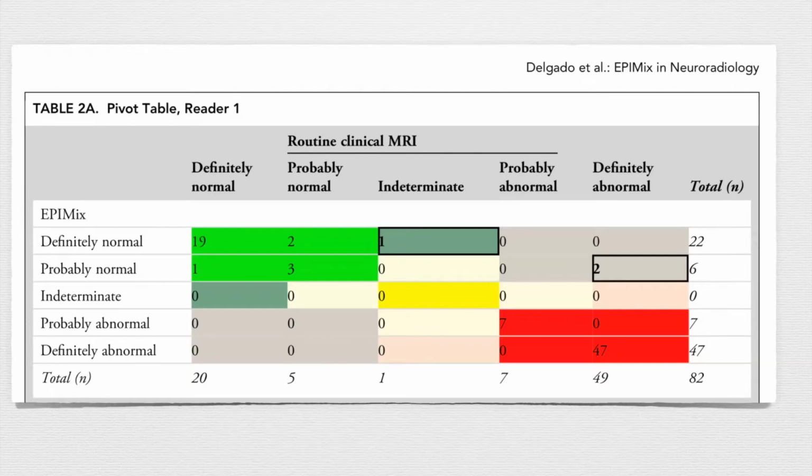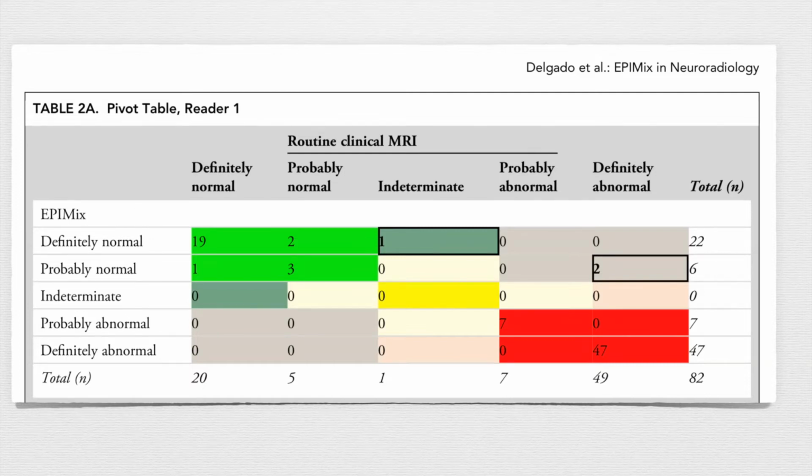This is just one table from one of our papers, where we have compared, on the columns at the top, routine clinical MRI. To the left, you see EPIMix, and you can see how well the radiologists rate these. We have scanned a couple of hundred patients in this case. Definitely normal is 19 to the top left, and definitely abnormal 47 cases.